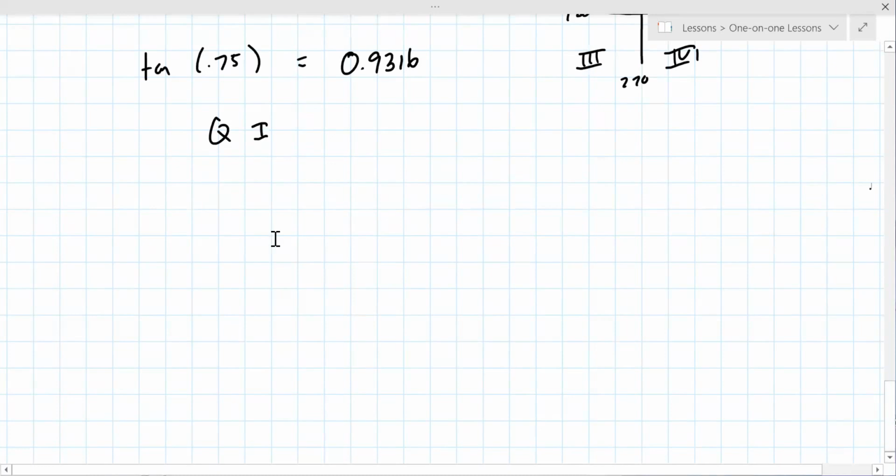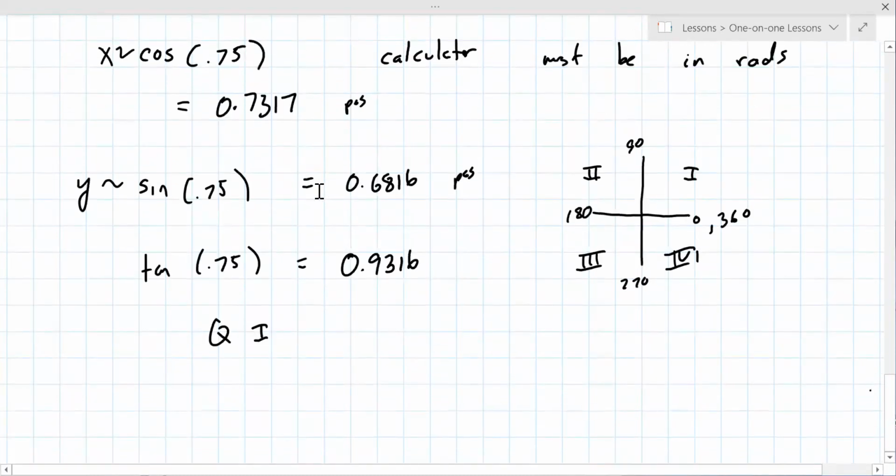If one's negative and the other's positive. If x is negative and y is positive, do we go to the left one? Exactly, and up. So that's pretty straightforward. Thank you. I'll put that down, quadrant 1.